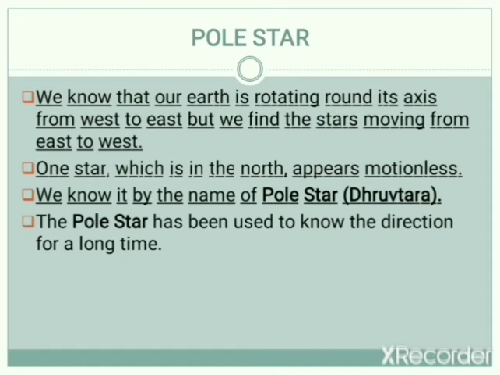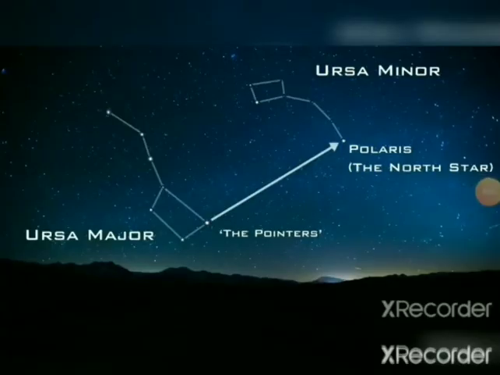The pole star has been used for finding out direction since earlier times. Now, if you take a look over here, you will observe the pole star or Polaris, which is also known as the North Star. For locating the North Star in the sky, we can take help of two constellations, that is Ursa Major and Ursa Minor.